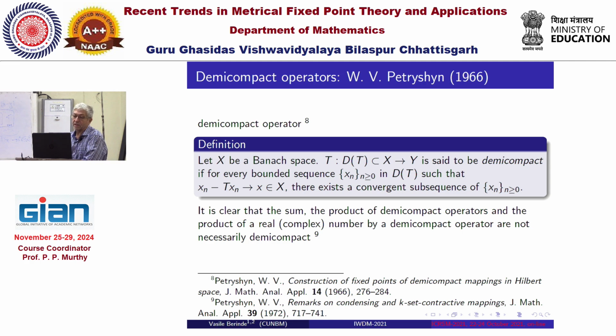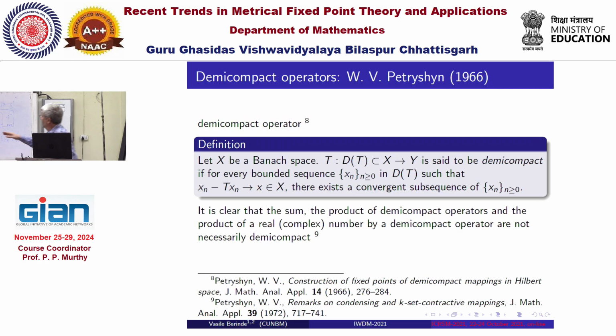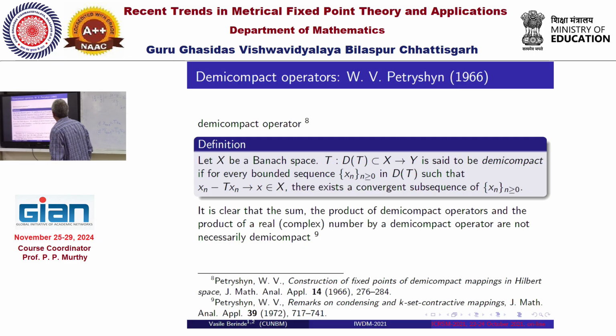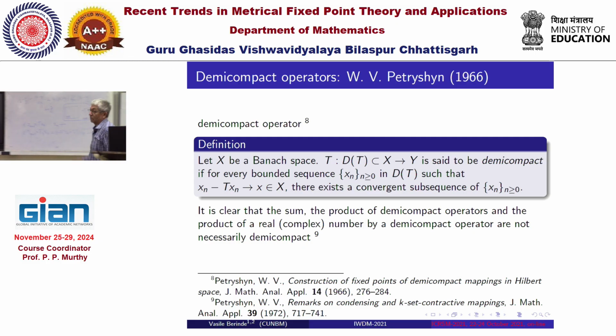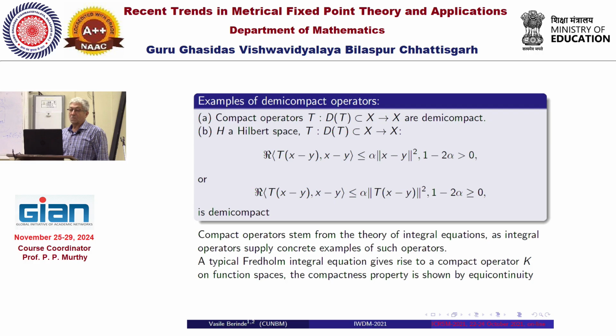Here it is important to point out that the sum of demi-compact operators and the product of a real or complex number by a demi-compact operator are in general not necessarily demi-compact. So this notion is very special. This was introduced by Petryshyn in 1966 and was used in the approximation of fixed points of condensing set contractive mappings in 72. Here are some examples of demi-compact operators.